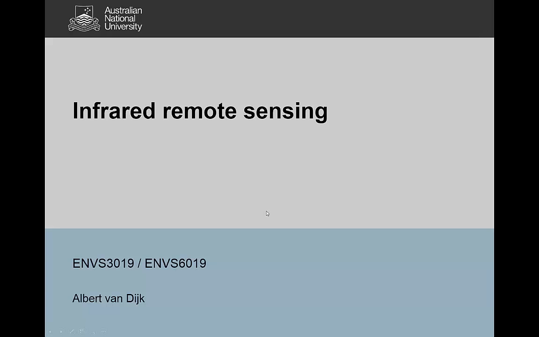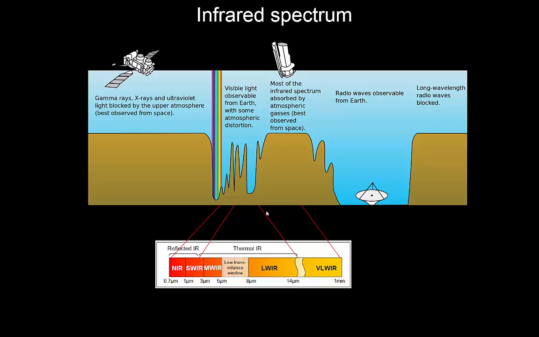Hi, this is Albert van Dijk, and in this little video I wanted to talk about infrared remote sensing, and in particular mostly thermal infrared remote sensing. So we've talked about optical remote sensing before, and thermal remote sensing uses very similar methods but looks at longer wavelengths, where you can actually see the emissions from objects on Earth directly and essentially measure the temperature of those objects. That's one of the main applications of infrared measurement beyond the near and shortwave infrared.